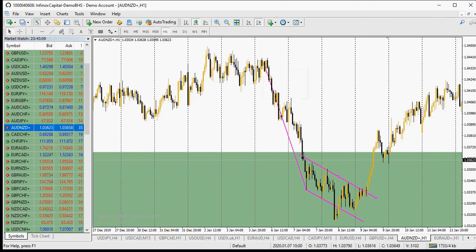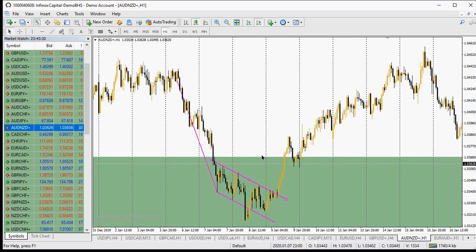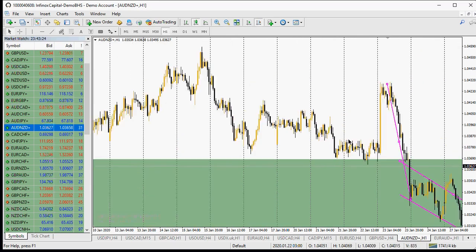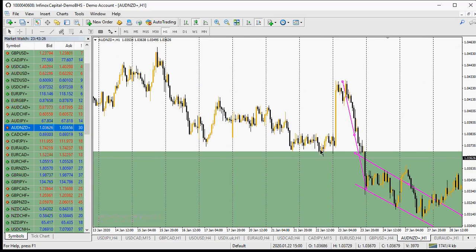When you see a very long trade in a particular direction, and then it starts forming a wedge and it's descending, then you should know that the market has exhausted, and it wants to go to the upside.